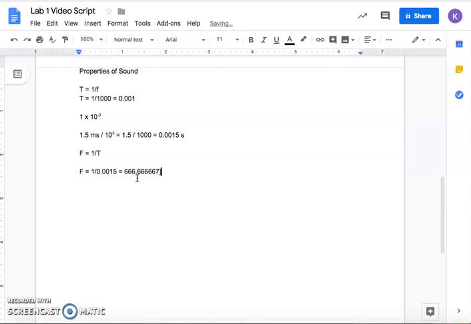And now we want to put that in scientific notation. We move our decimal point over 1, 2 to the left, and we end up with 6.67 because we're rounding, times 10 to the power of 2.